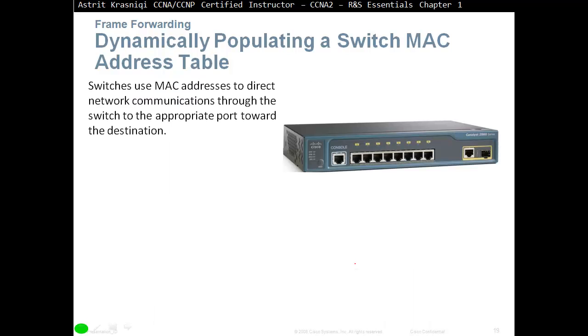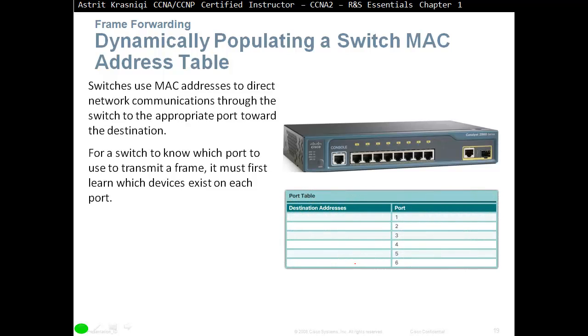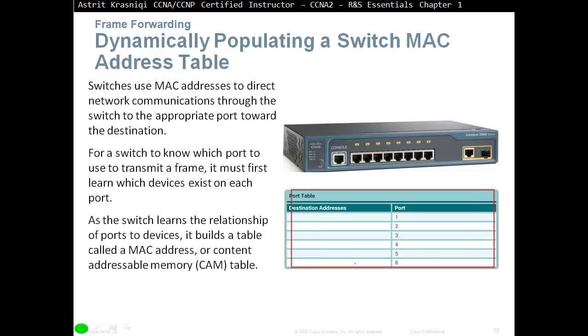Now, switches use the MAC address table to direct network communication through the switch to the appropriate port towards the destination. For a switch to know which port to use to transmit the frame, it must first learn which devices exist on each switch port. As the switch learns the relationship of port to device, it builds a table called the MAC address table, or content addressable memory CAM table. Some people call it a CAM table, some call it a MAC address table; they're both the same.